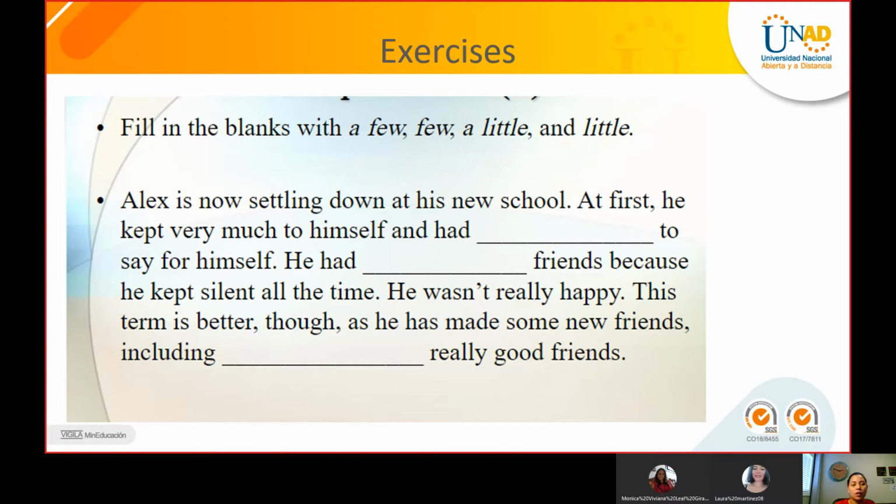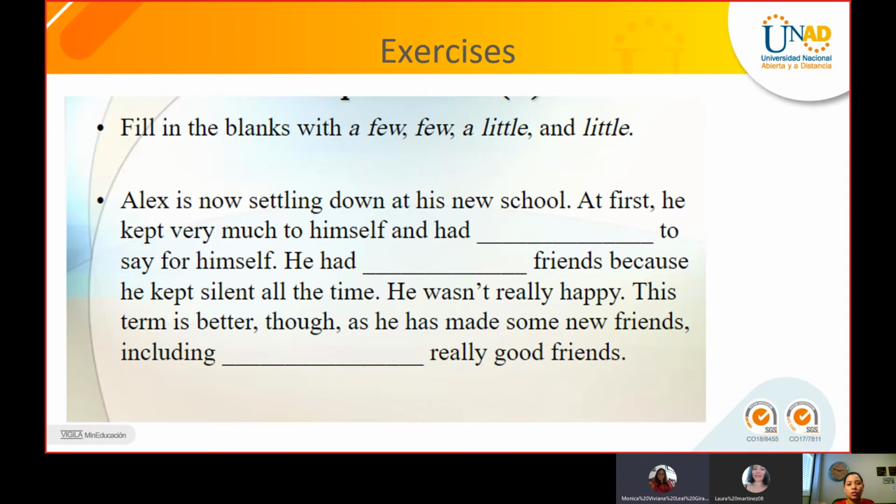Okay, so let's stop here. Alex is now settling down at his new school, right? So when you are settling down is, for example, when you are adjusting, right?